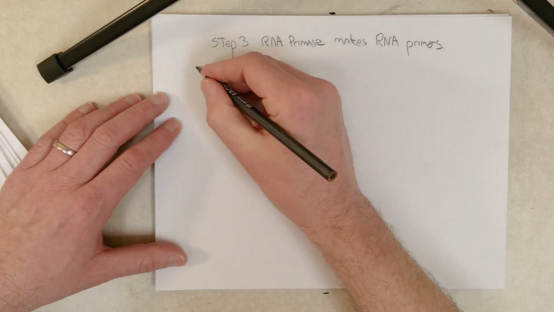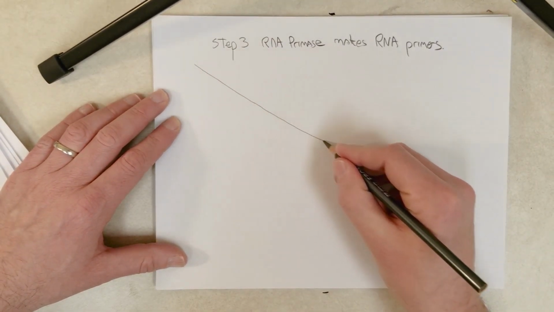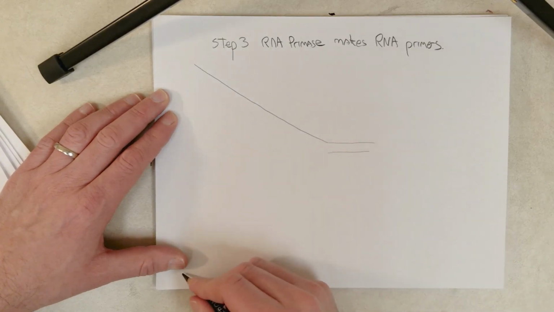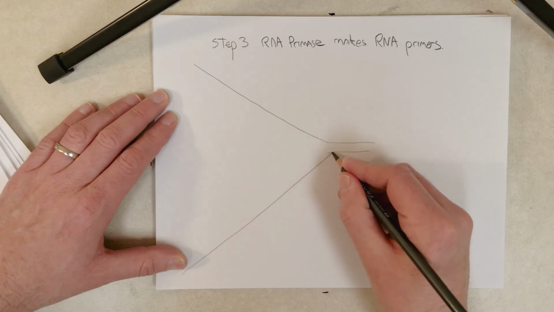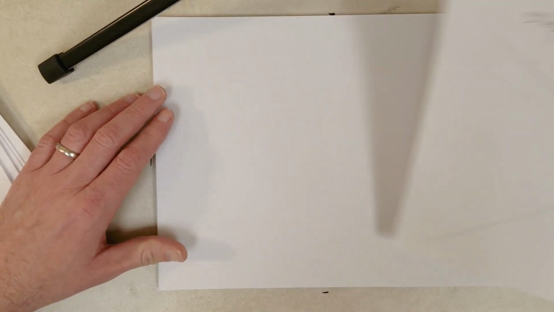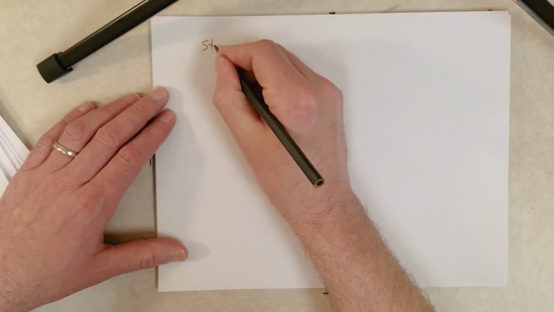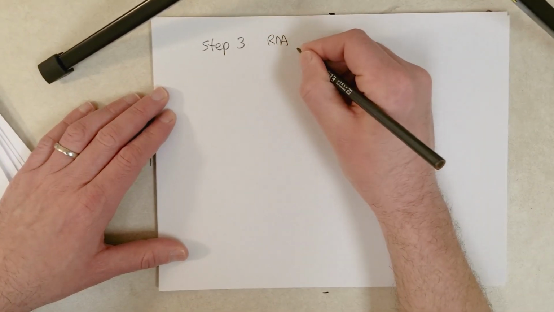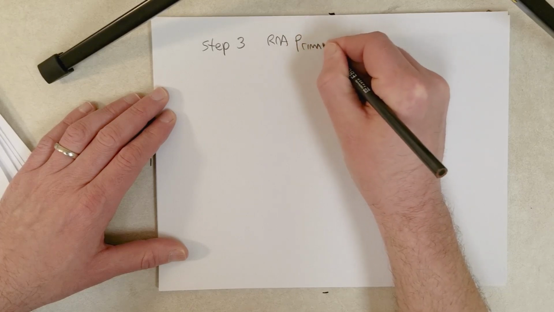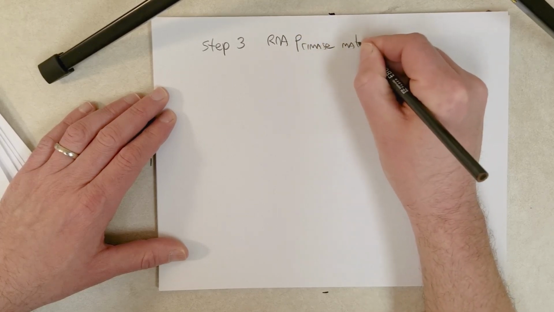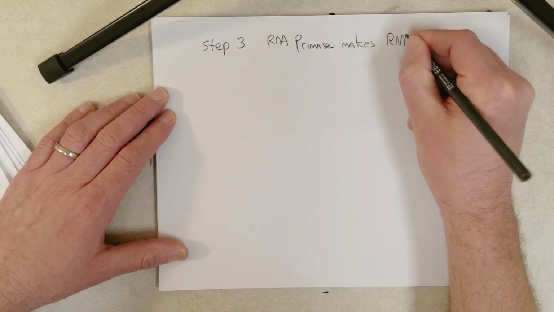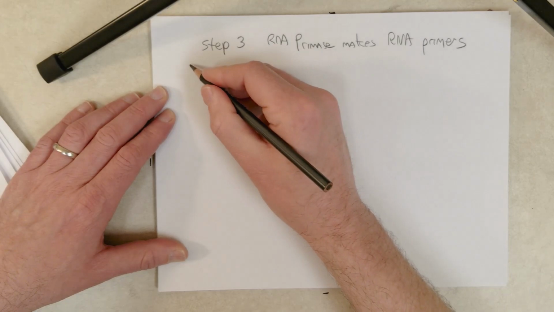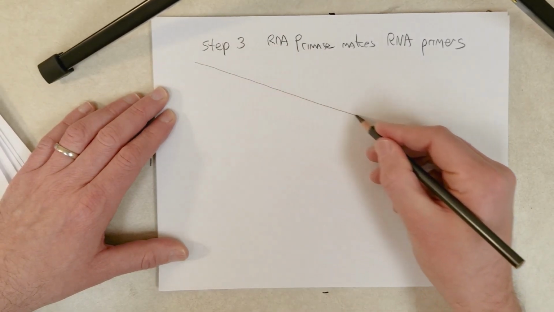So I'm going to zoom in on that replication fork. And I probably could have taken more up of the page up, so let me diagram this again. Step three, RNA primase makes RNA primers. So let's try that again.